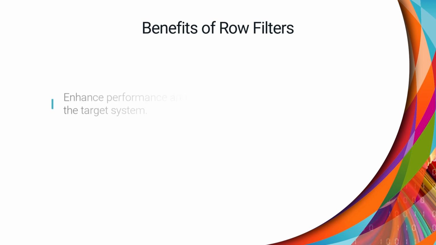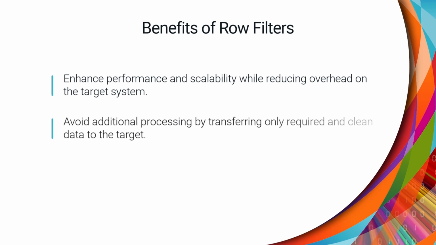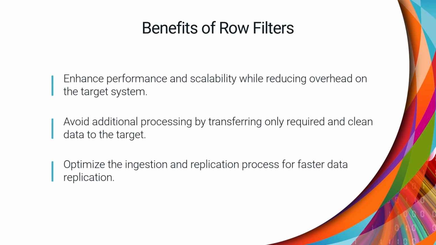Row filters help you enhance performance and scalability while reducing overhead on the target system, making the data available to downstream applications sooner. Avoid additional processing by transferring only required and clean data to the target. And optimize the ingestion and replication process, resulting in faster data replication.